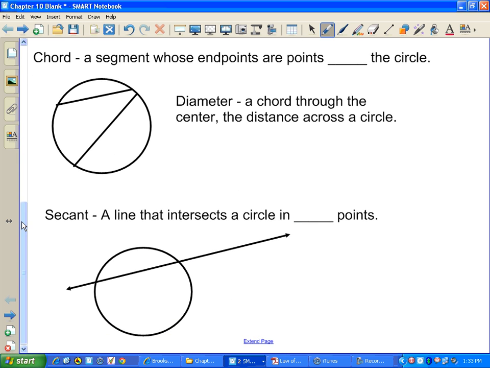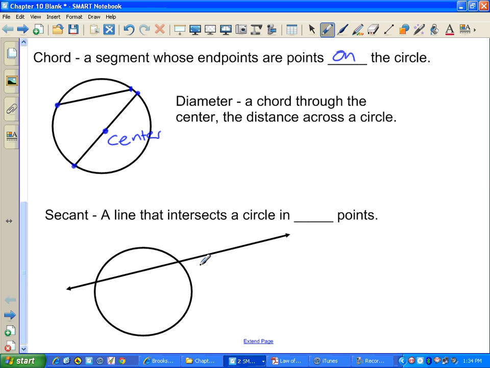Now I'll start talking about how segments and lines interact with circles. You can have a segment that is inside, that touches 2 points on the circle. A segment whose endpoints are on the circle is called a chord. A specific chord that you've probably dealt with before is a diameter. It's a diameter when it goes to the center. So if this is the center of our circle, then this would be a diameter.